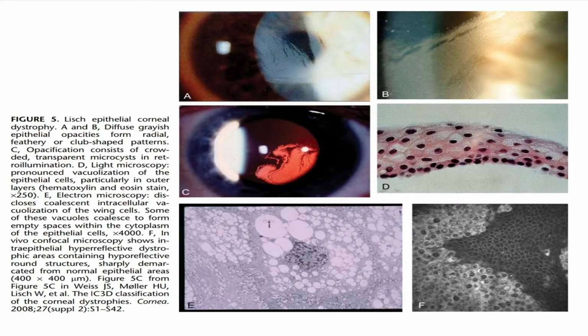This picture shows feathery, radial opacities on direct illumination. And on retro-illumination, there are densely crowded transparent microcysts. On light microscopy, there is pronounced vacuolization of the epithelial cells, particularly in the outer layers. Electron microscopy discloses coalescent intracellular vacuolization of the wing cells. And confocal microscopy shows intraepithelial hyperreflective dystrophic areas containing hyporeflective rounded structures.